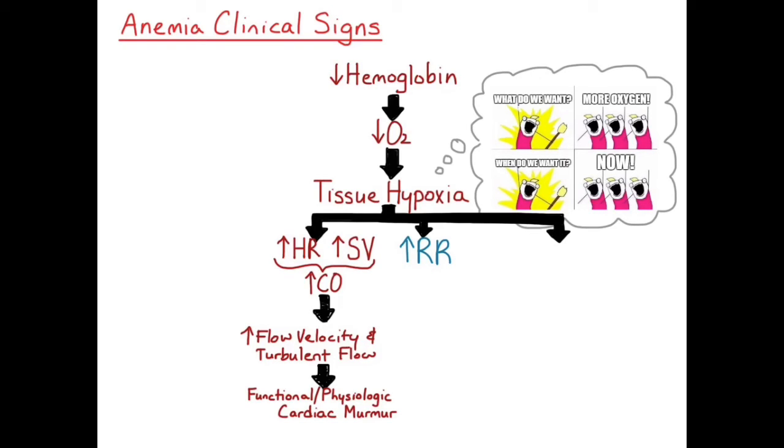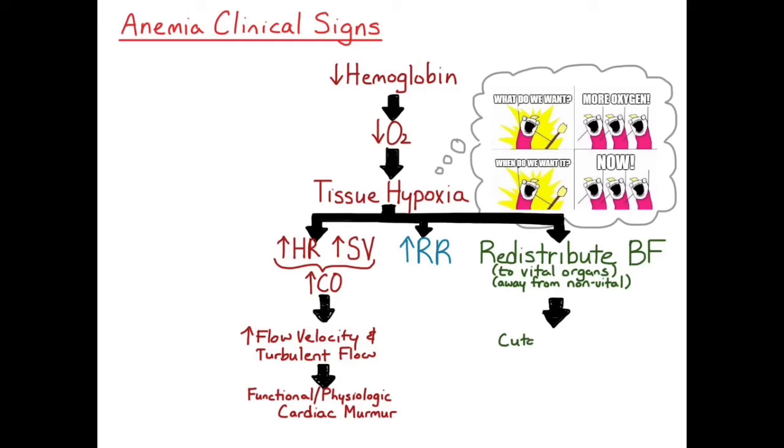A third compensatory mechanism is that the patient or animal can redistribute blood flow to various organs by vasoconstriction and vasodilation. So what happens is there's redistribution of blood flow to the vital organs, such as the brain, and away from non-vital organs, such as the skin. So there's cutaneous vasoconstriction, which reduces blood flow to the skin, which can result in pale mucous membranes.